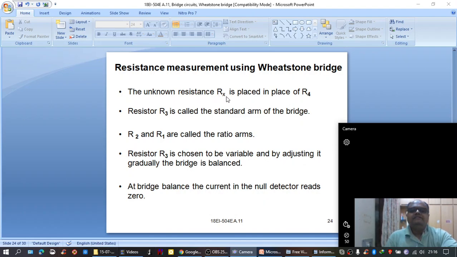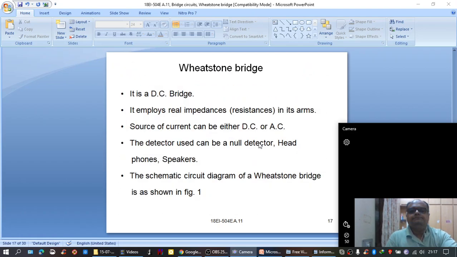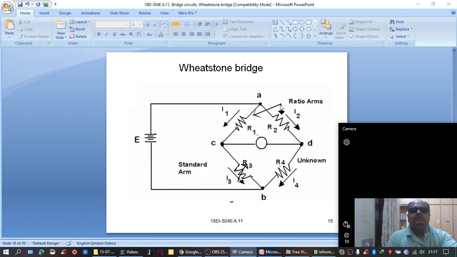The unknown resistance Rx is placed in place of R4. So what we have to do for measurement of unknown resistance? The unknown resistance has to be placed in the fourth arm in place of R4. Then resistance R3 is called the standard arm of the bridge. R2 and R1 are called the ratio arms. R1 and R2 are ratio arms. R3 is the standard arm.